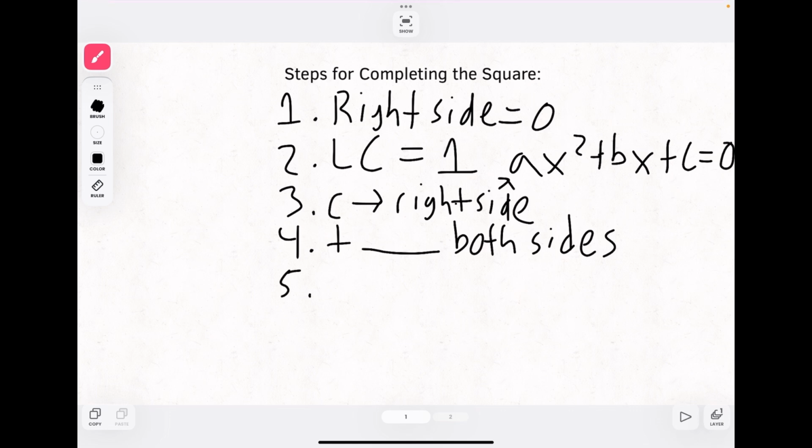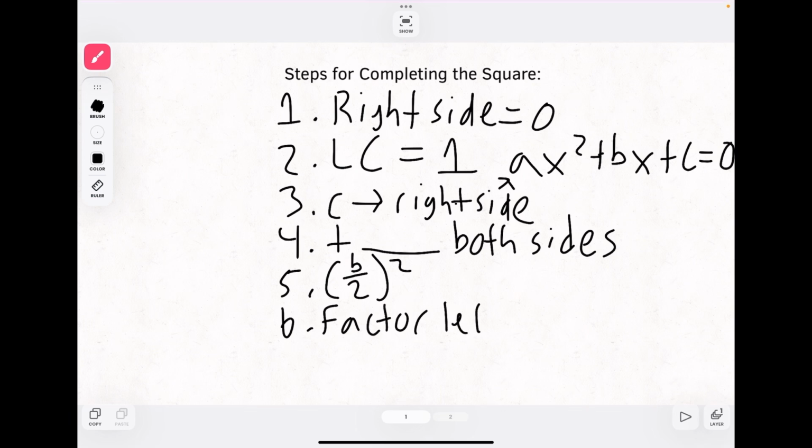And then finally, for step 5, you're going to want to fill in those blanks using the formula b over 2, in parentheses, squared. And then from here, you want to factor the left side once you get that number. Something you should note right now about completing the square is that when you factor the left side, it's always going to equal an answer squared. So that's something you might want to write down: your answer when you factor the left side should always be a number squared, which if it isn't, you did a step wrong. But anyways, we'll talk about that later.